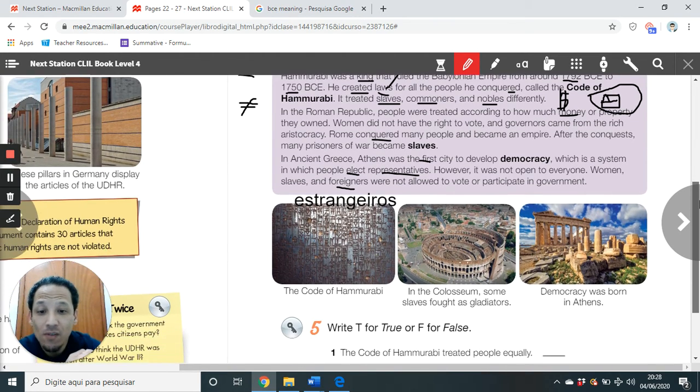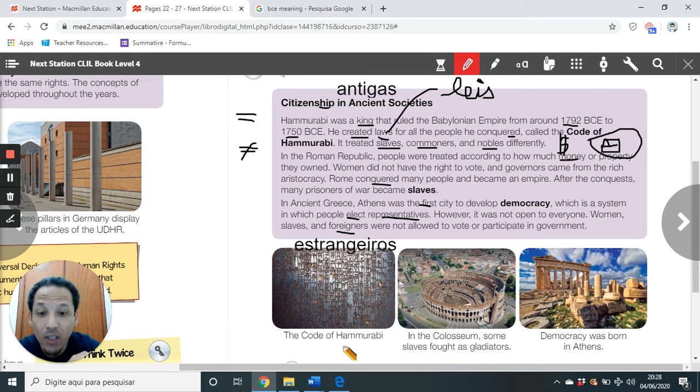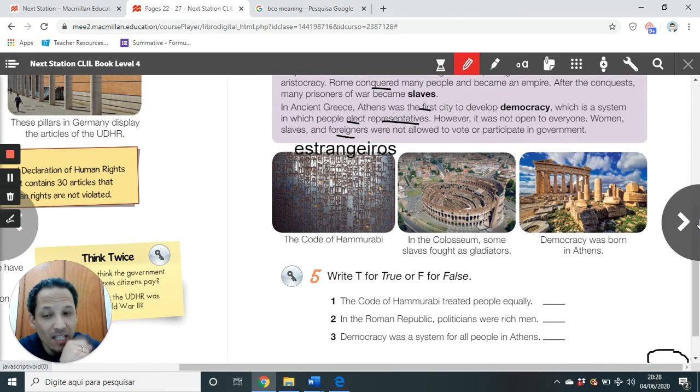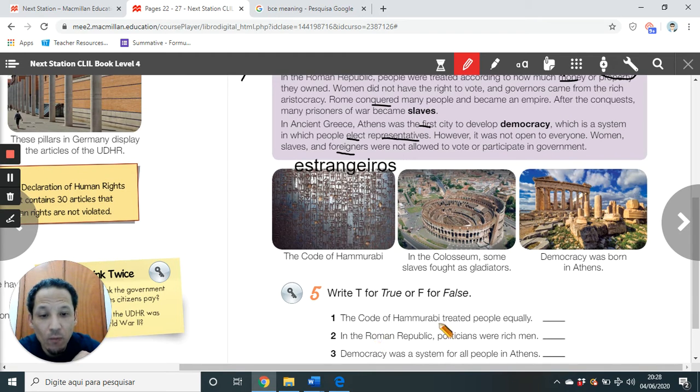Ok? So students, one, the code of Hammurabi, two, the Colosseum, some slaves fought as gladiators, né? Então, os gladiadores muitas vezes eram slaves. Democracy was born in Athens. Então, ela nasceu em Athens, ok? E aí, de acordo com o texto, claro que vocês vão dar um pause quando eu perguntar, tá? So, the Code of Hammurabi treated people equally. Tratava as pessoas equally. Students, is it true or false?